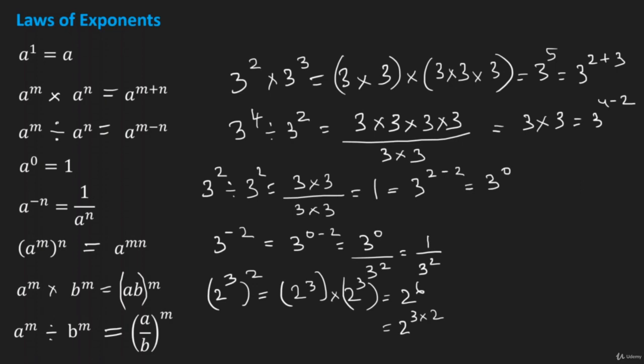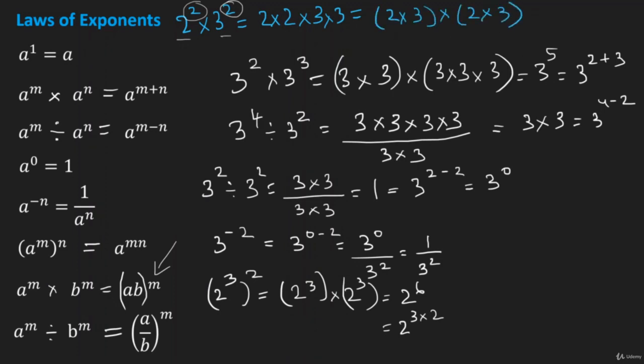Alright. Now the next one is, say you want to do a to the power m into b to the power m. Alright. Let's take an example. 2 square into 3 square. You can see that the base is different. Over here the base is 2. Over here the base is 3. The base is different, but the exponents are the same. In this case, let's try to understand why we can write it like this. Let me expand it. This is 2 into 2 into 3 into 3. And let me club it like this. 2 into 3 into 2 into 3.